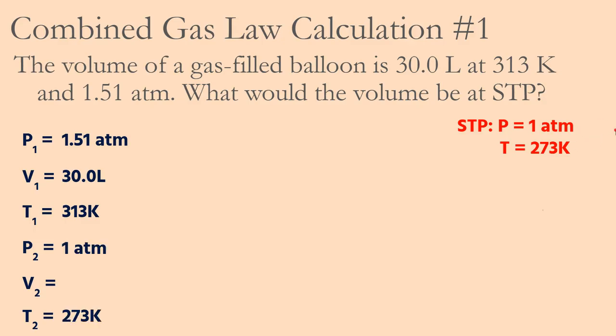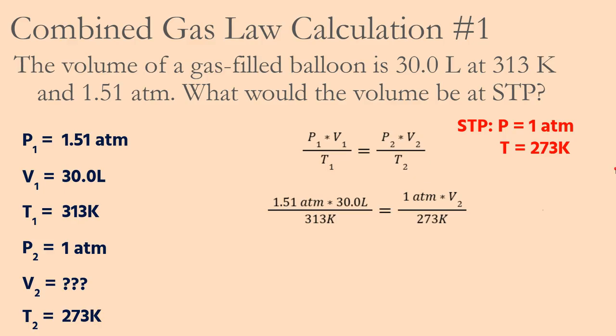I'll plug those in. And because I don't know my final volume, I'll put it down as some question marks because that's what I'm looking for. Now I'll set up my equation, my combined gas law. I'll plug in those values that I know, leaving V2 as a variable because I don't know it. I'm trying to solve for it.